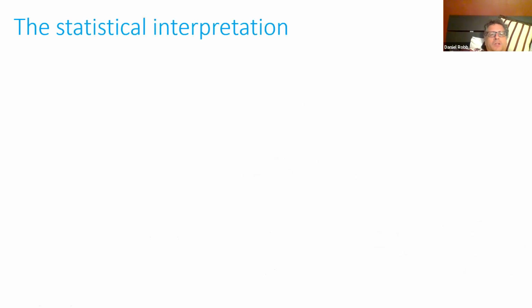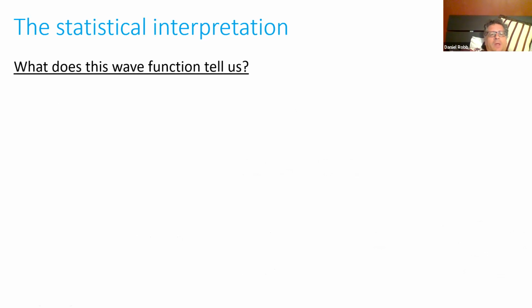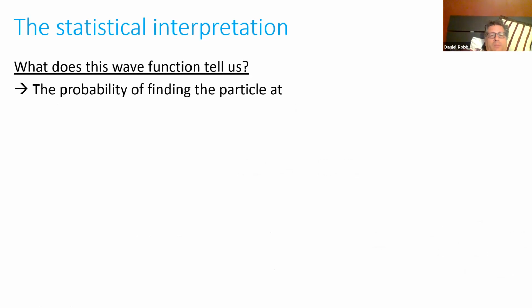Okay, so as I said, this wave function is a bit abstract. What does it represent? So what does this wave function tell us? Well, you may remember this from modern physics, but I want to review it here. It really tells us directly the probability of finding the particle at different positions in space.